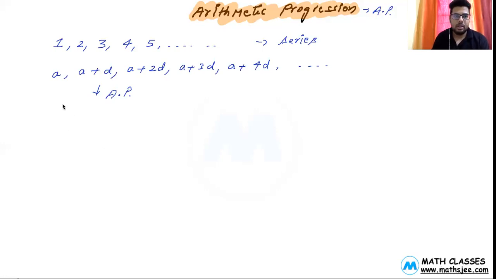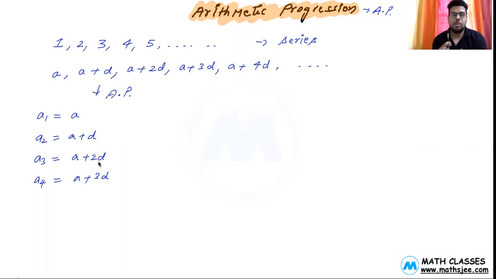So from here, we can say the first term of the progression is A, second term is A plus D, third term is A plus 2D, and so on. Fourth term is A plus 3D. And there can be any number of terms, or you can just stop at the fifth term or sixth term or seventh term. It will depend upon the question. But from here, one thing is very clear.